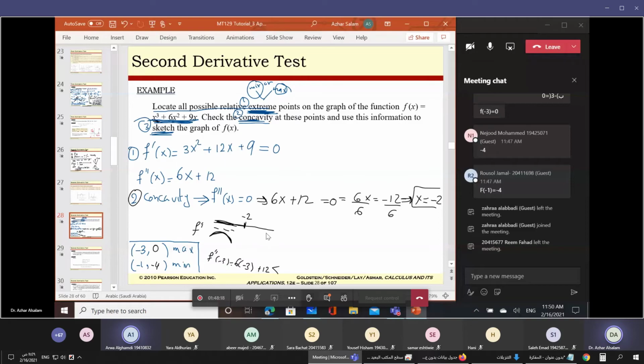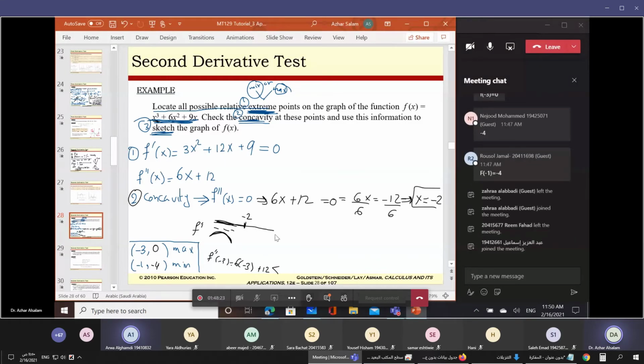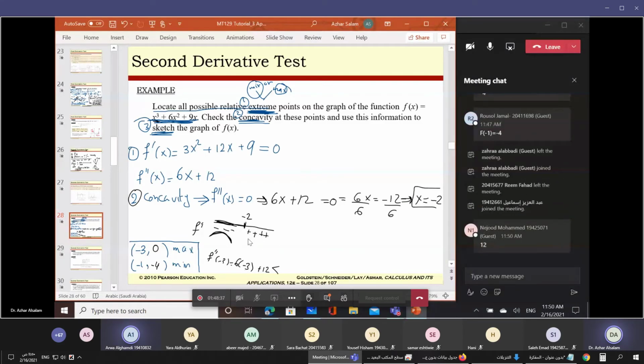Okay, after minus 2, the easiest value will be 0. So I will substitute here with 0. 6 multiplied by 0 is 0, so it will be plus 12. It will be positive here, so it will be concave up. So this is an inflection point. So at minus 2, and I will find the y coordinate here, is an inflection point.